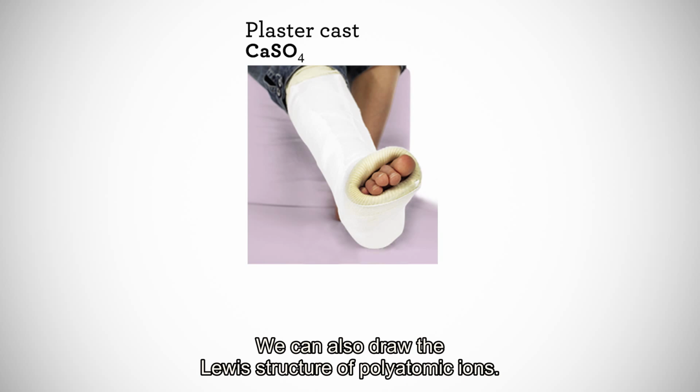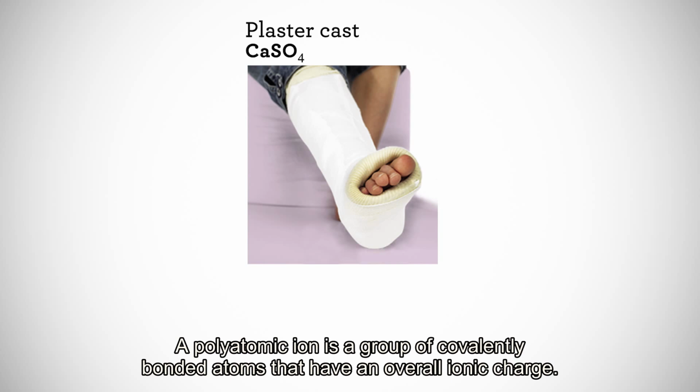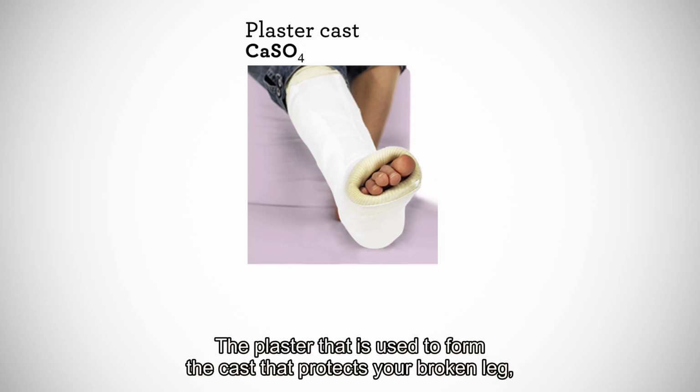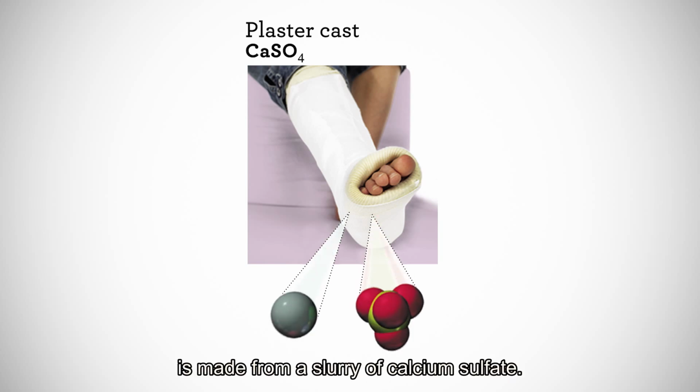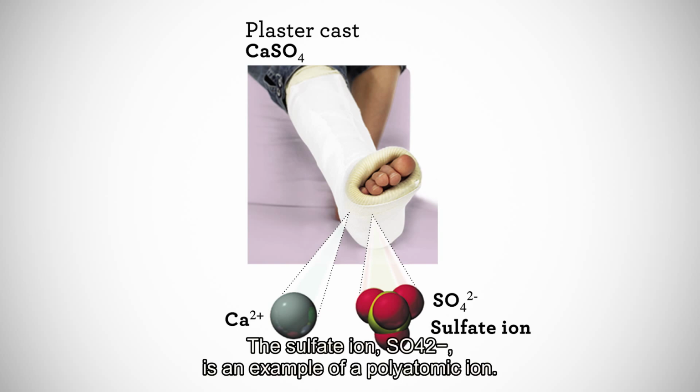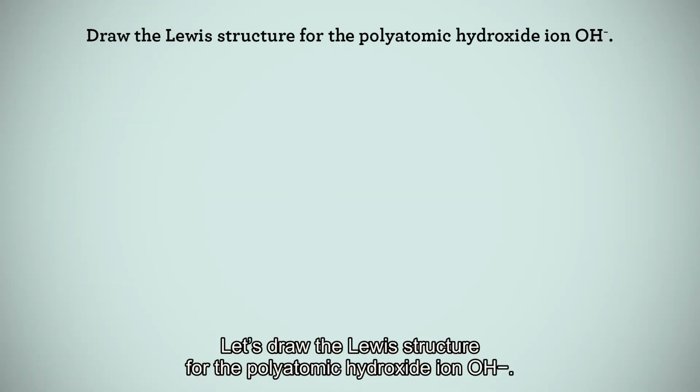We can also draw the Lewis structure of polyatomic ions. A polyatomic ion is a group of covalently bonded atoms that have an overall ionic charge. The plaster that is used to form the cast that protects your broken leg is made from a slurry of calcium sulfate. The sulfate ion, SO4 2-, is an example of a polyatomic ion. Let's draw the Lewis structure for the polyatomic hydroxide ion, OH-.